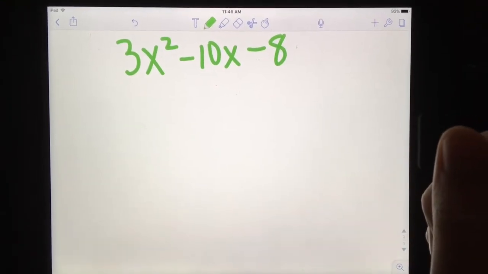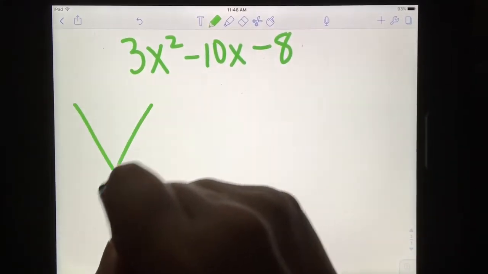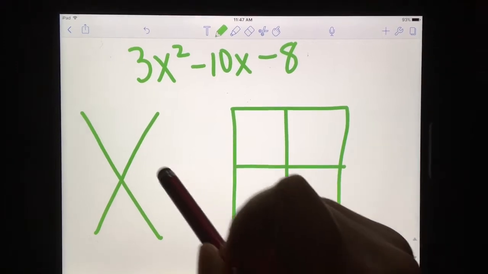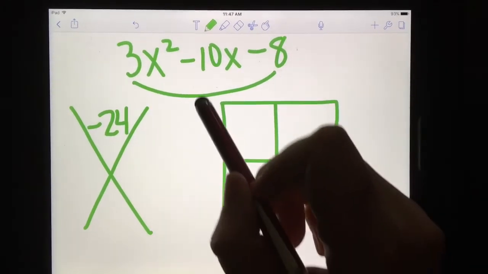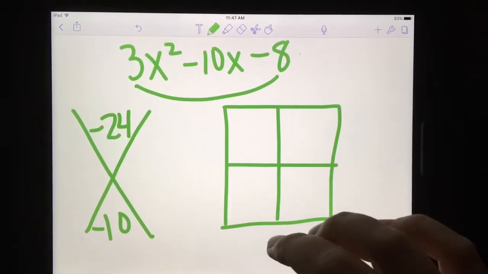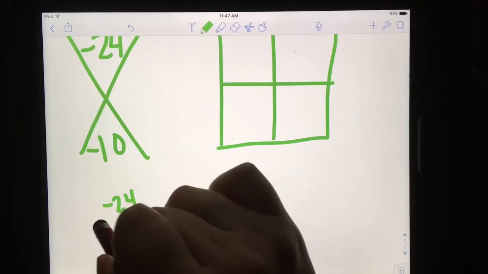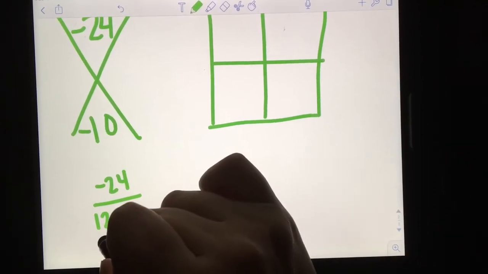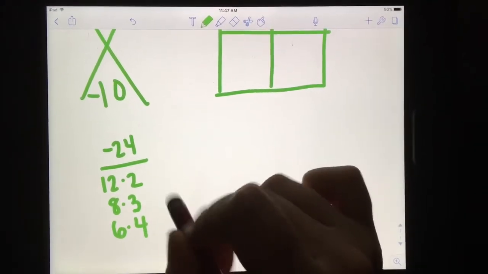All right, so what if your numbers are a little bit bigger than what we just had? We can still use the X box method. So I have an X in my box, and I put A times C up here, so negative 24, and I put my B term here. Now I'm looking for factors of negative 24 that add up to negative 10. So what if I can't think of this off the top of my head? Well, down here on the side, I'm going to think of the different ways that I can make 24. I can do 12 times 2. I can do 8 times 3. I can also do 6 times 4.